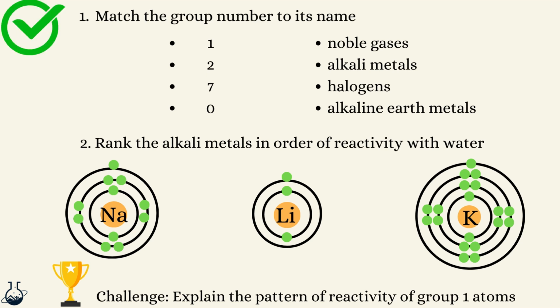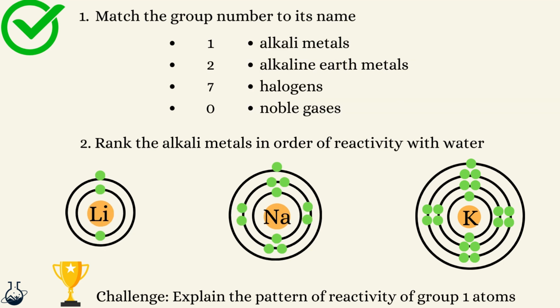Let's go through some answers. Have your marking pens at the ready. So remember, group 1 are the alkali metals. Group 2 are alkaline earth metals. Group 7, the halogens, and Group 0, the noble gases. From least to most reactive, we have lithium, the smallest atom, up to potassium, the larger of the three.